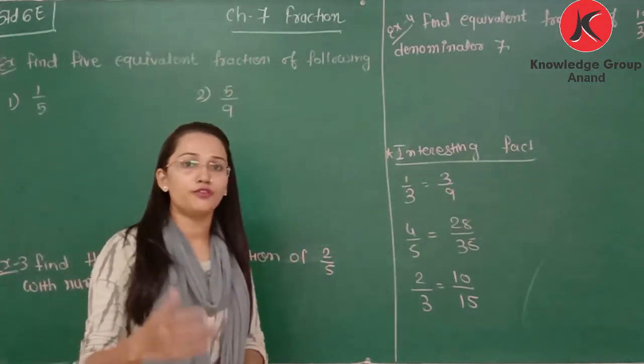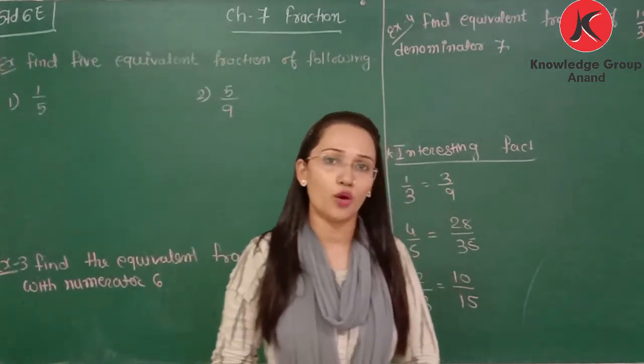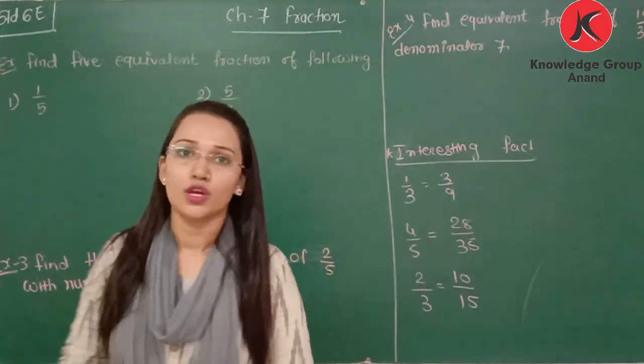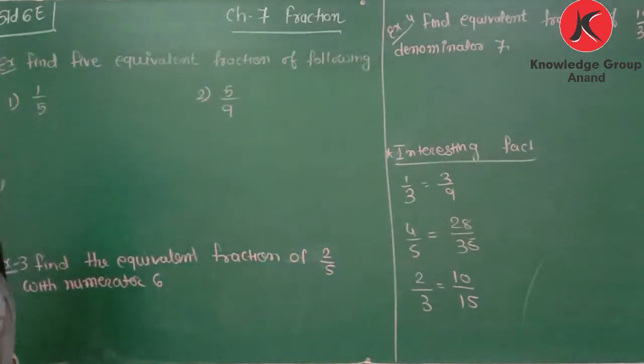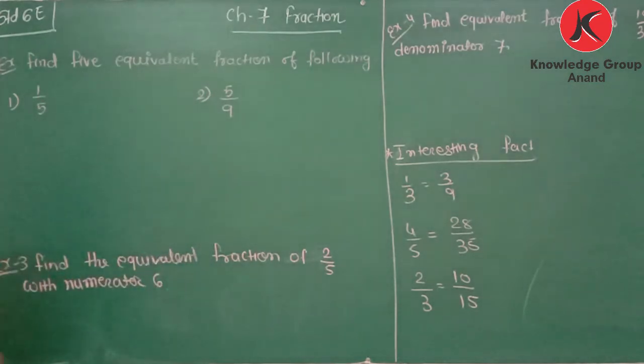factor, or if we multiply the given fraction with the same number in the numerator and denominator, we get the equivalent fraction of the given number. So here we will solve some examples related to that. The example is: find 5 equivalent fractions of the following. Two fractions are given and you need to represent 5 equivalent fractions of each.